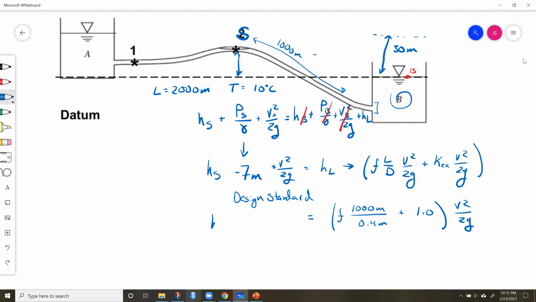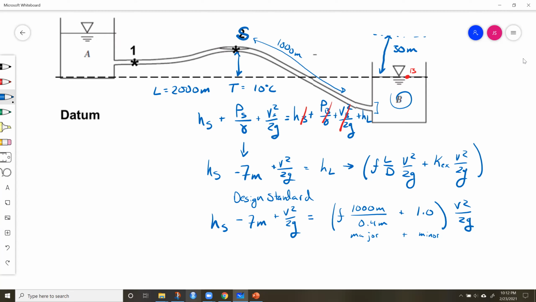So now we've got the elevation at S, minus 7 meters, which is our design standard for the pressure head, plus V squared over 2g, is equal to the head loss, which is the major losses right here, plus the minor loss, just that exit times V squared over 2g. So obviously we need this velocity. We don't know the flow rate. Let's take a step back and ask, how do we calculate the flow rate?